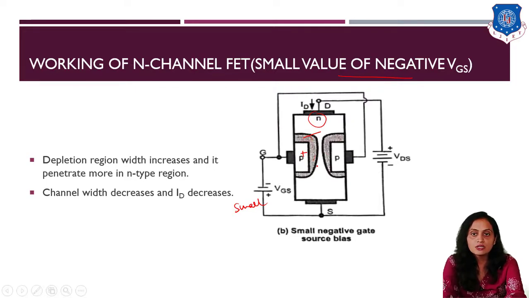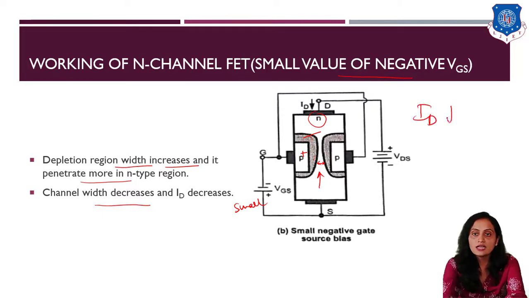That is why the depletion region penetrates more into the n-type, and due to that you can see the channel thickness becomes thin. So the depletion region width increases and it penetrates more in the n-type material. Channel width is going to decrease. As channel width decreases, the number of carriers moving from source to drain will decrease, and we can say ID is going to decrease.